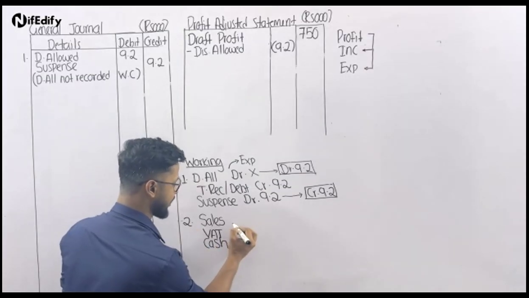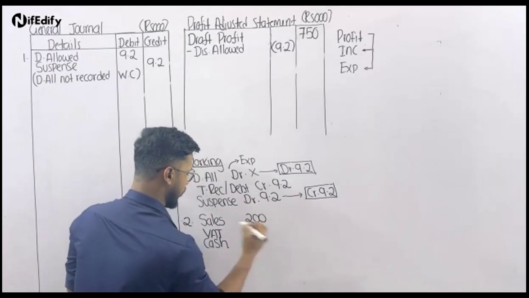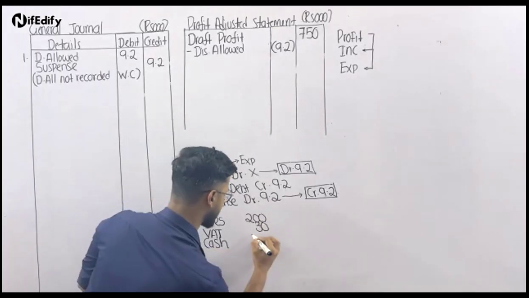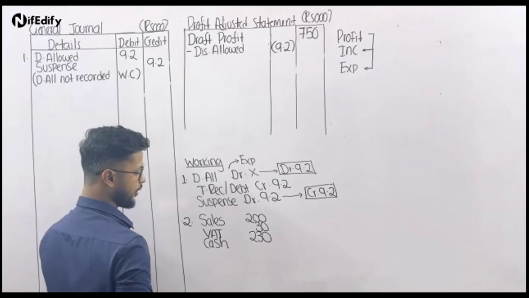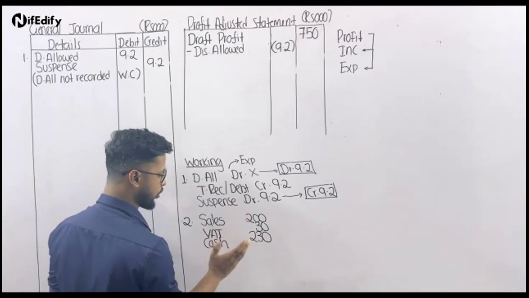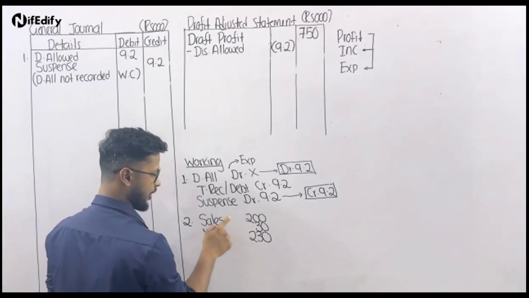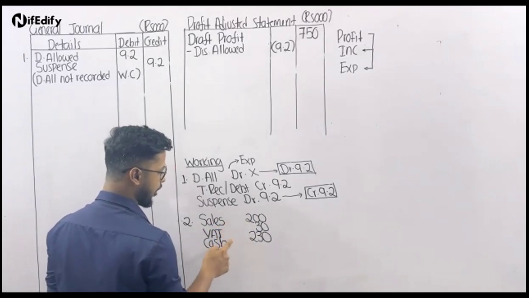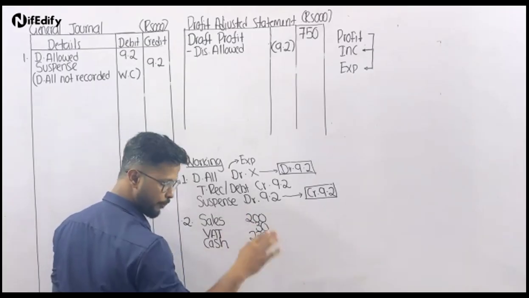Now, what's my sales? My sales is 200. What's my VAT? My VAT is 30. Then what's my cash? My cash is 230. Isn't that true? If sales is 200 and VAT is 30, my cash should be 230 because when we sell, we get the sales as well as the VAT. When we were about to sell it for 200, the government charged us 30 VAT. So now we are selling it for 230. So in total, we are getting 230. That's something that we all know.